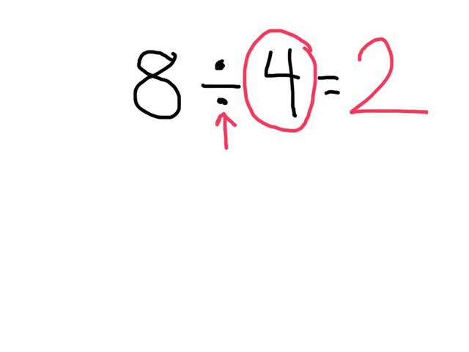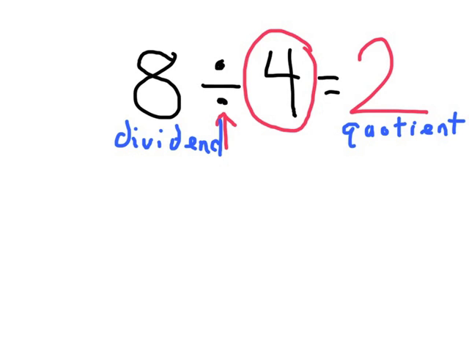Now each part of a division problem has a name. The answer is called the quotient. The first number, the one that's being divided, is called the dividend, and the 4, the one that's cutting that 8, is called the divisor.